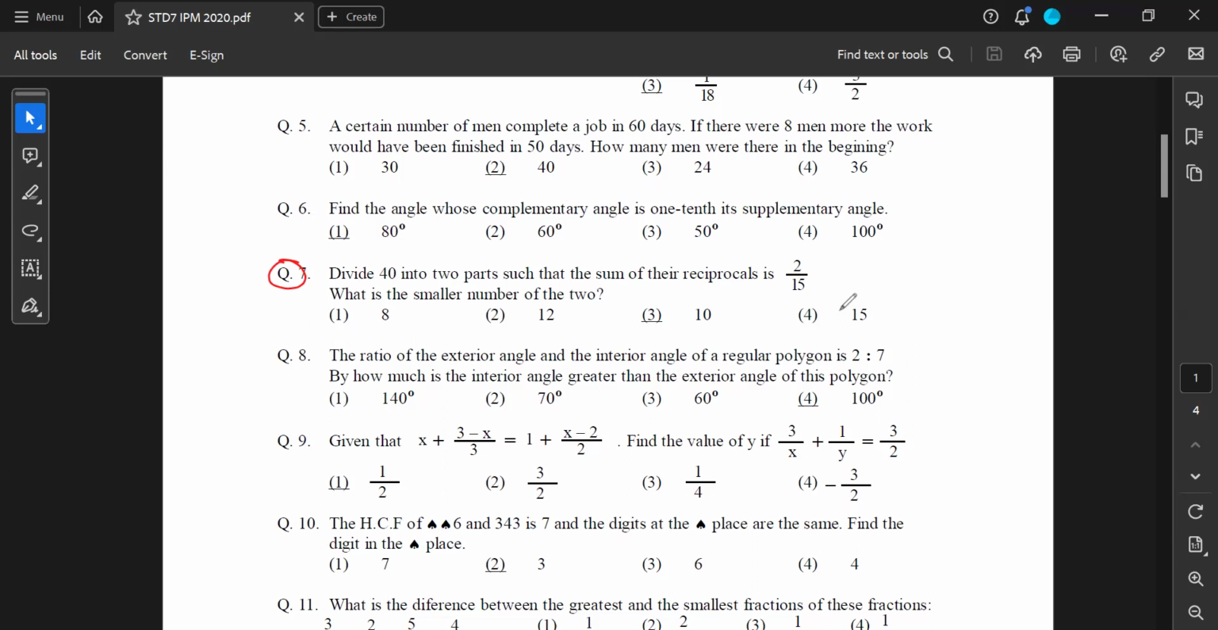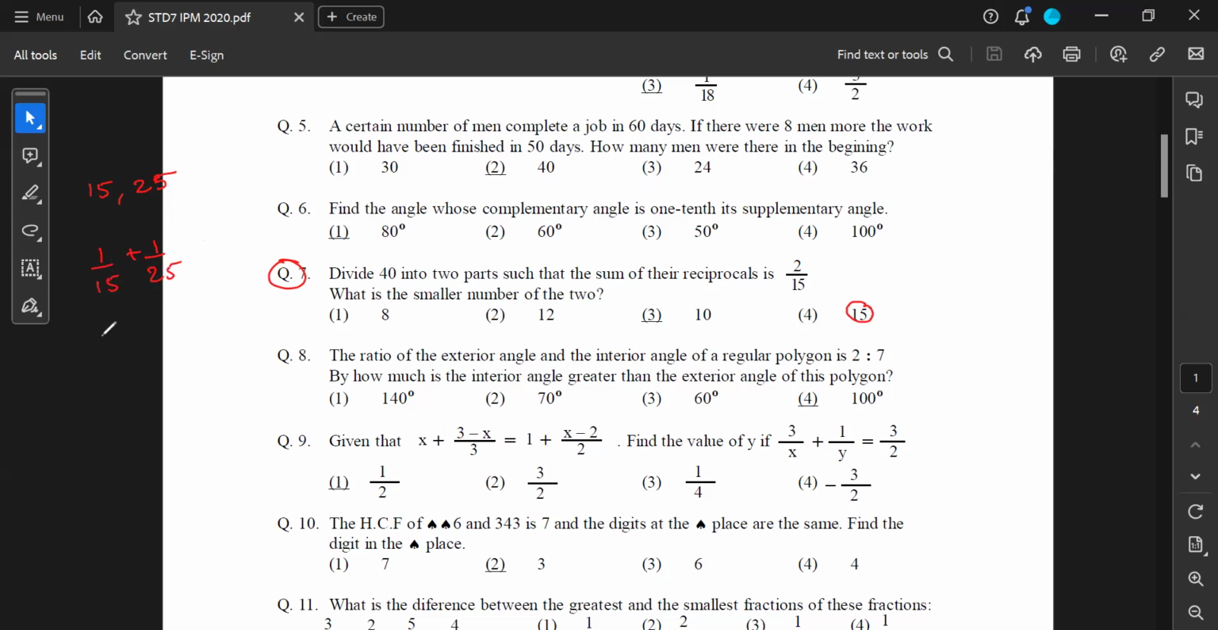Let's say I'll start with 15. So 15 is one number, and obviously 25 is the next number. How did I come to know that 25 is the next number? Because the total value is 40, and 40 minus 15 is 25. So what do I do? I add the reciprocals and see whether the answer comes to 2 by 15. One is 1 by 15 and the other is 1 by 25. I don't think the answer is going to be 2 by 15, but still, let's try adding them.